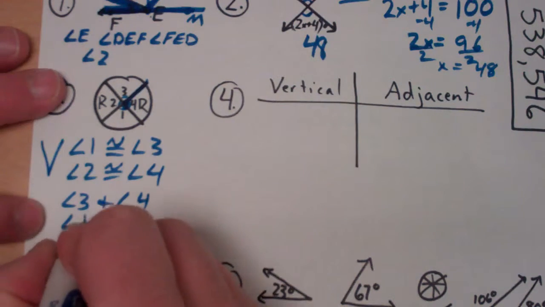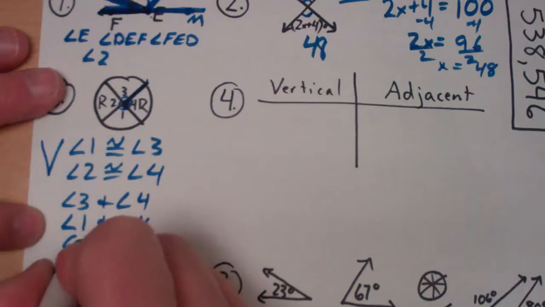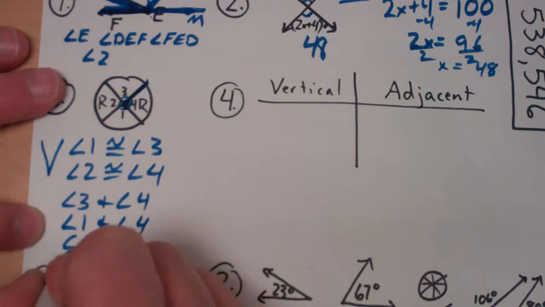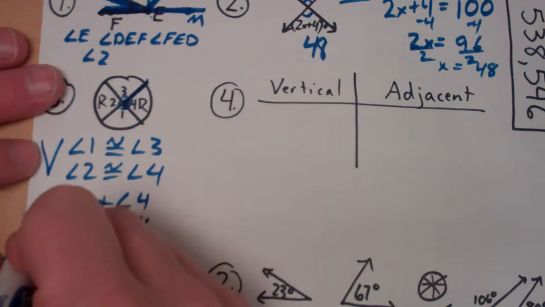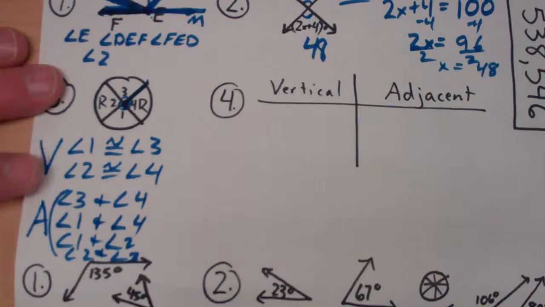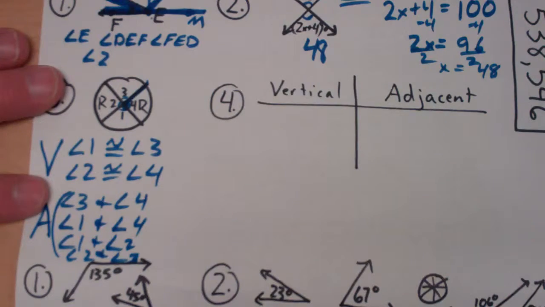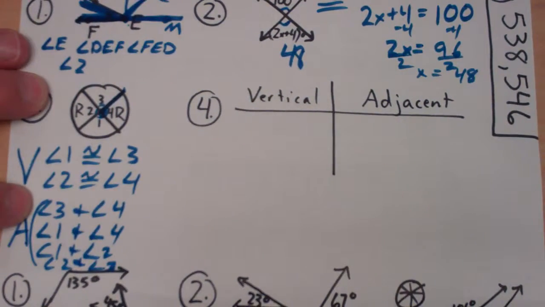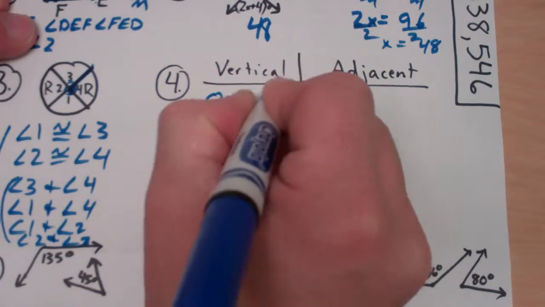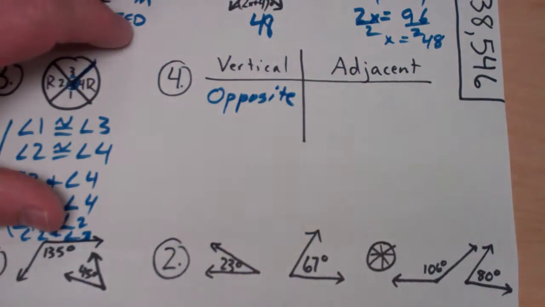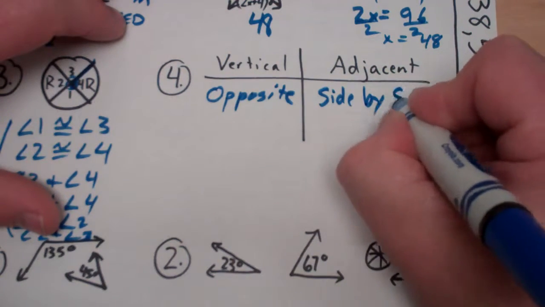Angle 1 and angle 4 are also side by side. Angle 1 and 2 are side by side. And angle 2 and 3 are side by side. These, of course, are sets of adjacent angles. Number 4 says, describe the difference between vertical and adjacent. I always think of vertical as being opposite each other. They can't be side by side, they have to be opposite. Adjacent I think of as side by side or right next door.